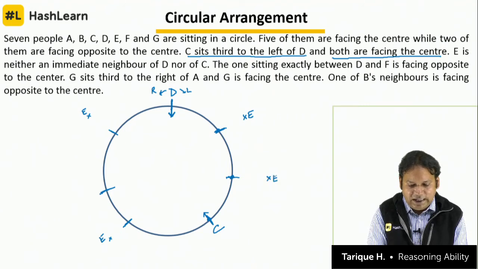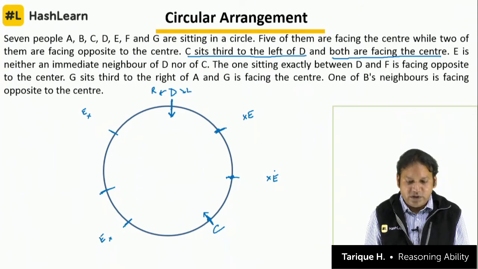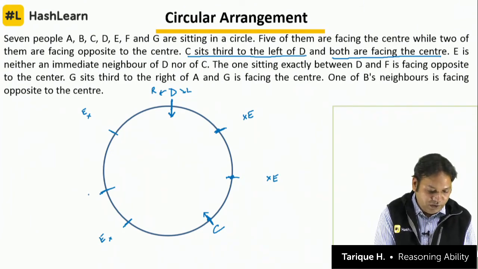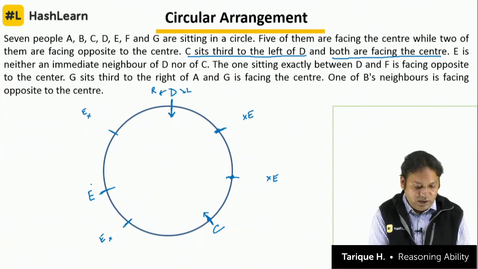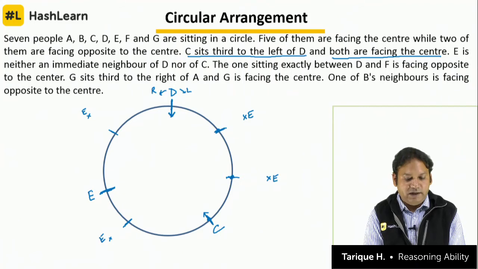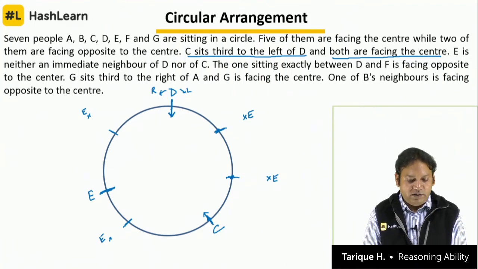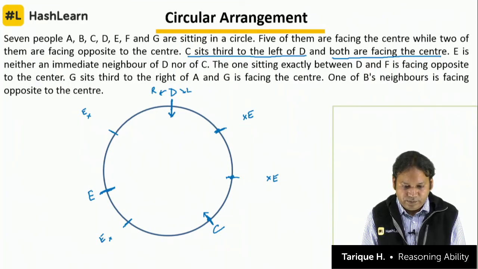So where all E cannot come, let us find that out. So E is not in these 4 positions. So what is the only position left for E? This is definitely the position for E, but which side is E facing, that we don't know. So we will not mark that, we will not make an arrow here, we will not say which side E is facing, that we will discover as we progress further.